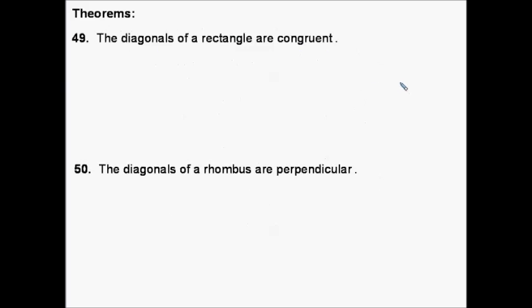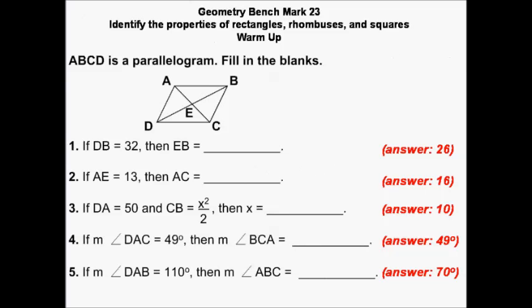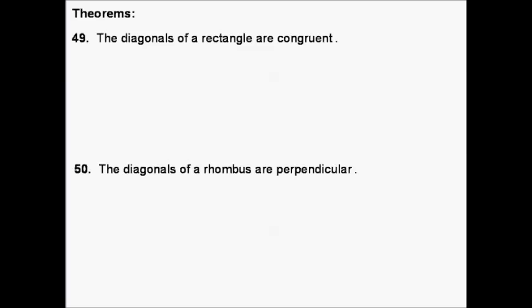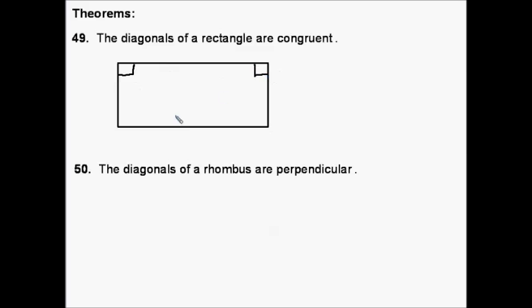Okay, so the diagonals of a rectangle are congruent. It is a parallelogram. So the diagonals of the rectangle will follow the same pattern as the diagonals of a parallelogram, but because it's a rectangle, we have one more feature.